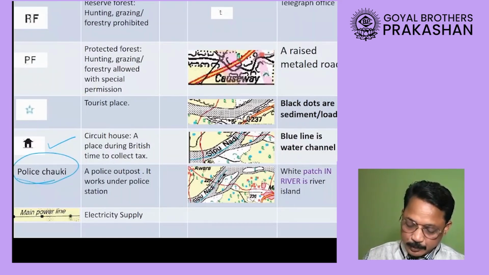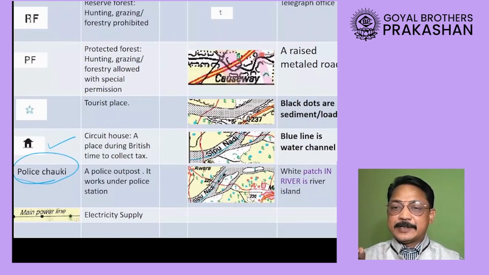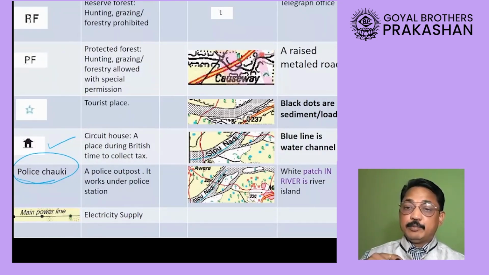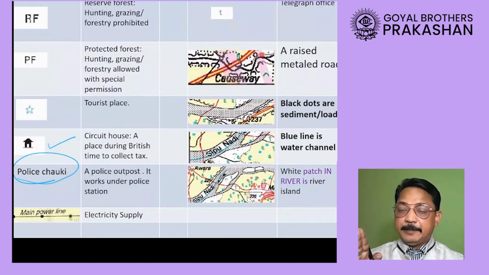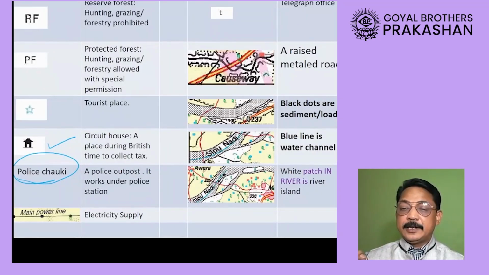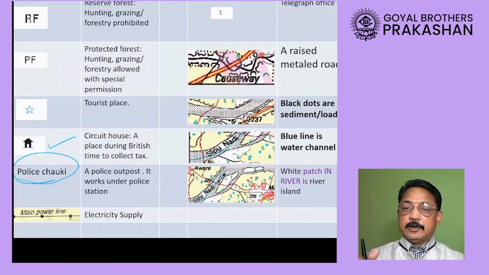Sometimes the words police chowki are straight away printed in a map. Police chowki stands for police outpost. It's a smaller area, dear student, under a police station where policemen are deputed. I repeat, a police chowki looks after a smaller area under the police station. That smaller area is deputed under a policeman who will be responsible for law and order of that smaller region, and a police chowki is answerable to the police station.